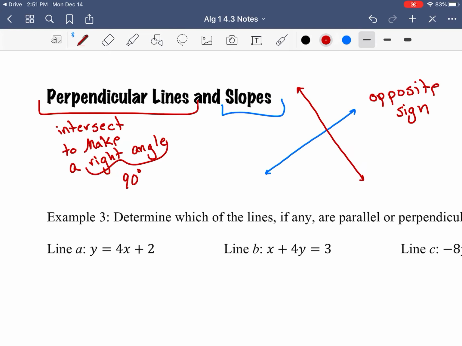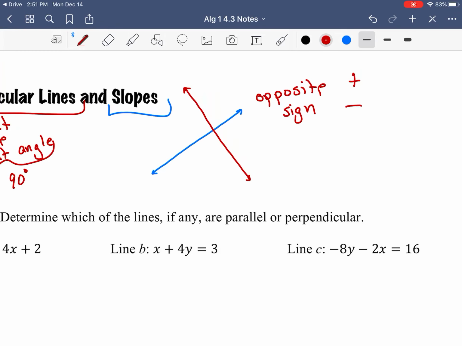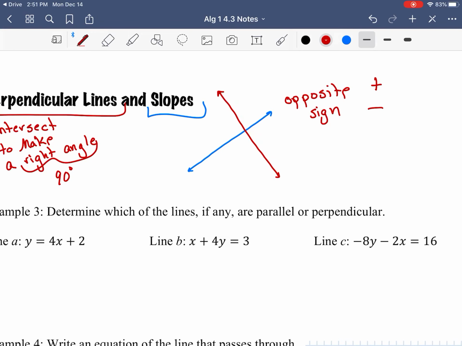Meaning if one's positive, the other's negative. So opposite sign, if one's positive, the other one's going to be negative. And the steepness is reversed. So this one here is less steep and this one is steeper. So they have opposite sign and they are what we call reciprocals.